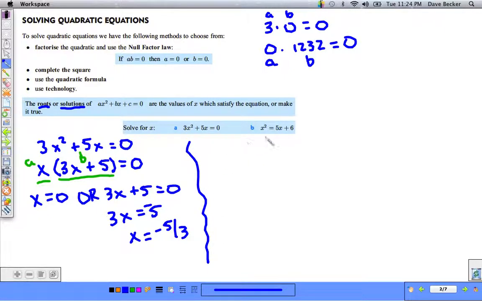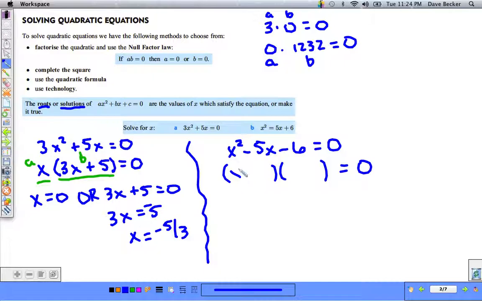Okay, so this guy right here, I need to clean him up a little bit, because in order to get it in a nice form to factorize, I need to get everything on one side of the equation and set the whole thing equal to 0. Otherwise, I can't use the null factor law. And just a quick factoring of a quadratic. You guys know how to do this.